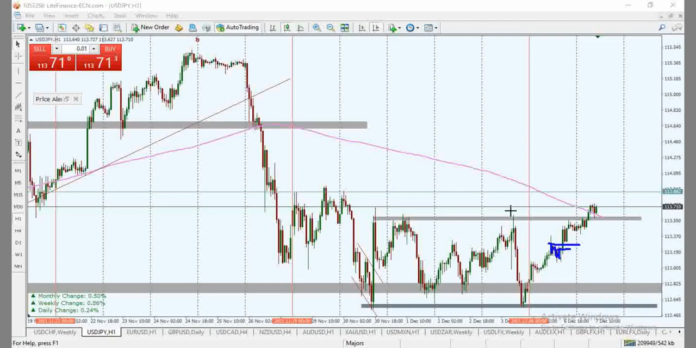My stop loss was up here, and I was stopped out early this morning in the session. So I'm not going to be looking at this. I'm going to be looking at a potential buying opportunity.